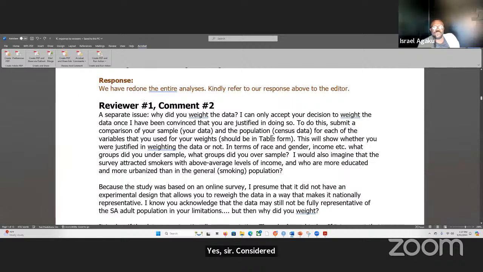So reviewer number 1, comment number 2. It says, why did you weight the data? I can only accept your decision to weight the data once I have been convinced that you are justified in doing so. To do this, submit a comparison of your sample, which is your data, and the population, which is the census data, for each of the variables that you use for your weights. This should be in table form. This will show whether you were justified in weighting the data or not, in terms of race and gender, income, etc. What groups did you undersample? What groups did you oversample?